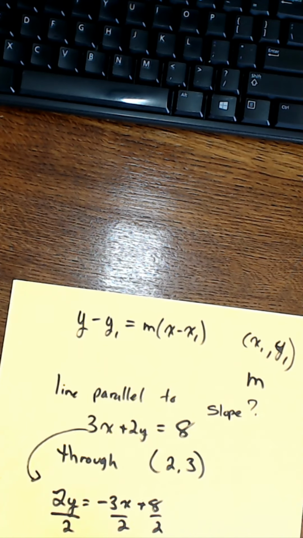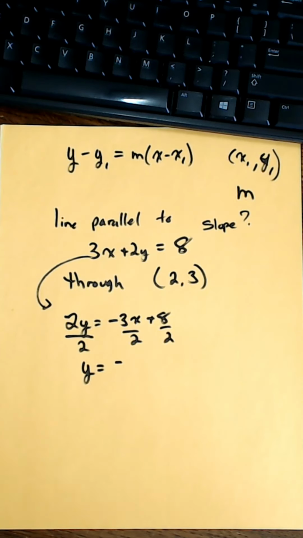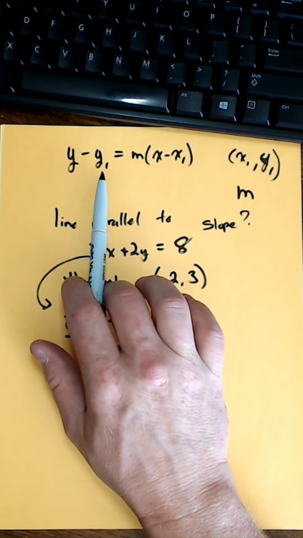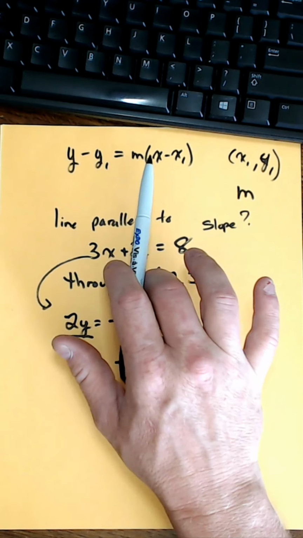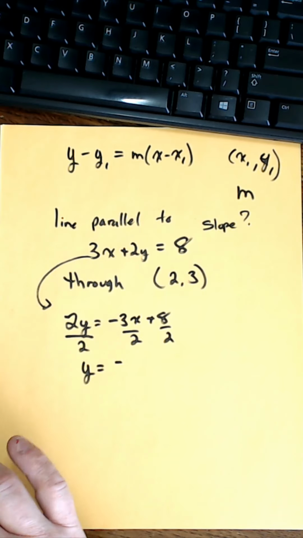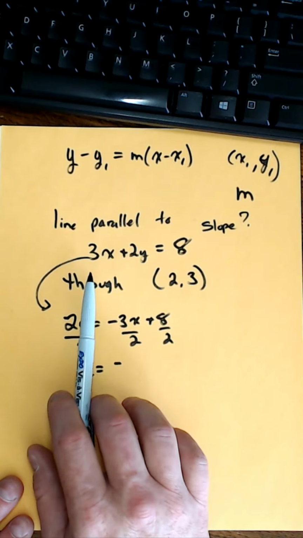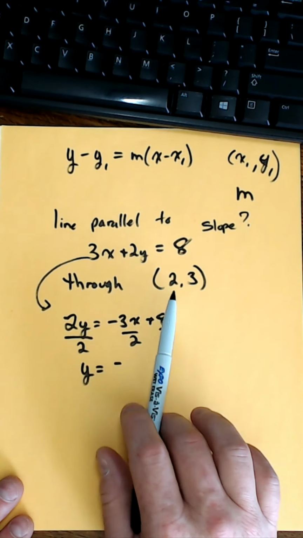When you're working with problems with parallel and perpendicular lines, you want to start with the point slope formula. We call it the point slope formula because you need two things to make it work: you need a point, call it x1, y1, and you need a slope. So let's take an example here. We want to find a line parallel to the equation 3x plus 2y equals 8, and we want to go through the point 2, 3.